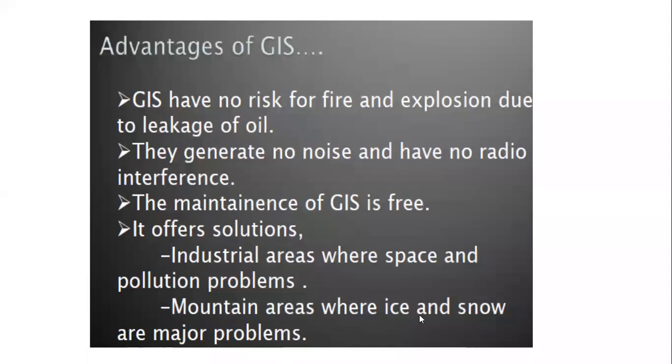Next, mountain areas where ice and snow are major problems. In the mountain areas where ice and snow will be formed, we use GIS as the substations. Why? Because in those areas, air insulated substations have some disadvantages. To overcome those disadvantages in ice and snow areas, we use the gas insulated substation. Understood? We use gas insulated substations.